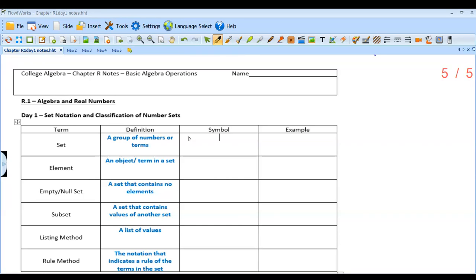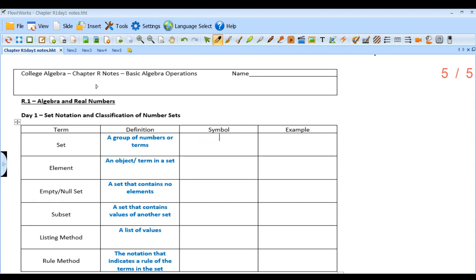We are going to start your Chapter R notes, which is your review chapter for the beginning of the school year. The first thing we want to do is make sure that you have your yellow packet of notes that I gave you on Thursday, and that's where you'll find all the notes that you're going to take for the entire Chapter R.